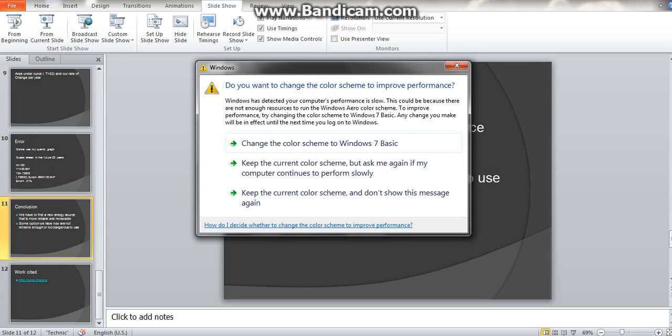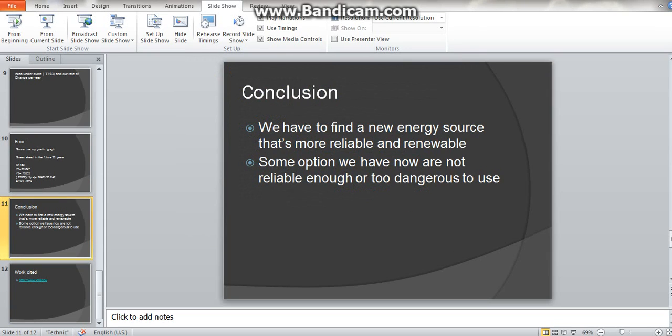In conclusion, I find that we need a newer energy source that's more reliable and more renewable. Some have suggested using nuclear energy as a way to solve this problem, but it's not really the answer because it's not reliable enough and it's too dangerous to actually mass produce.